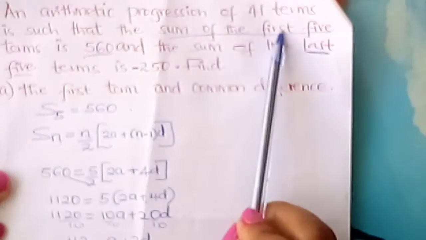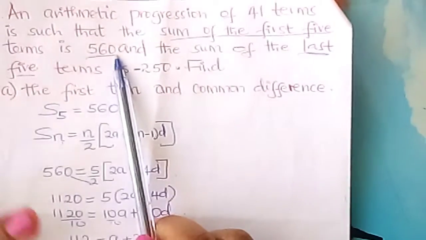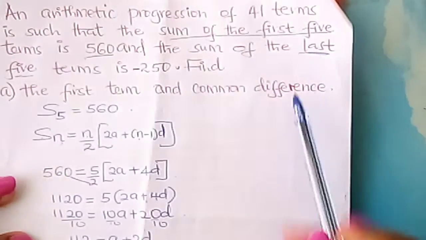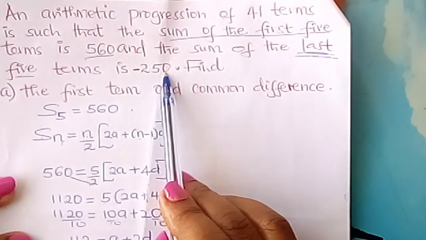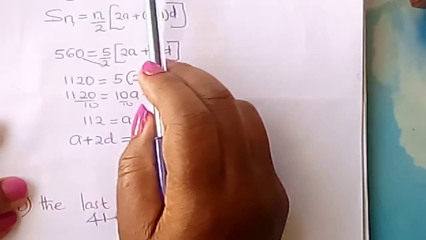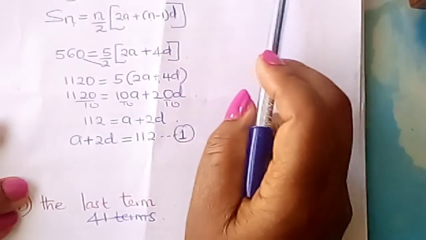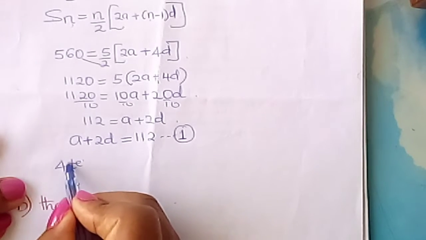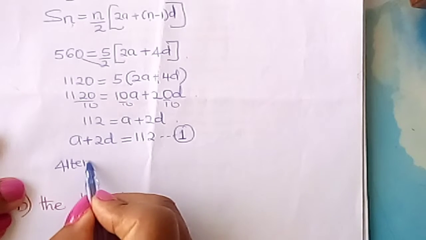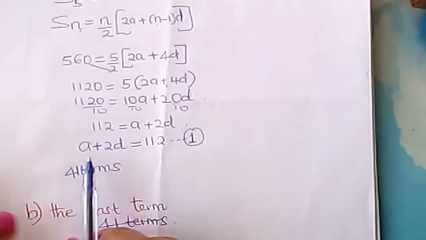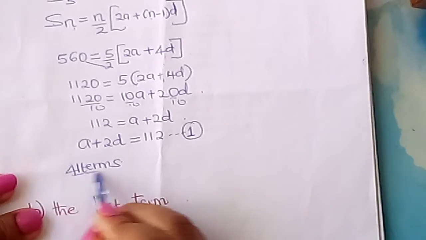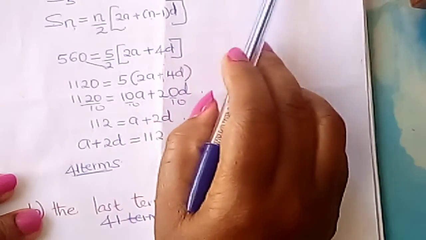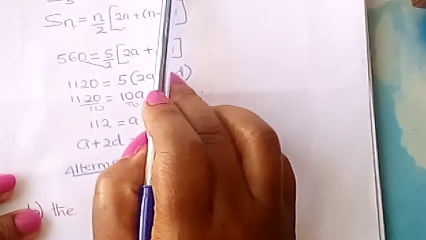We are told the sum of the first 5 is 560. We are through that part. And the sum of the last 5 is negative 250. Learner, our arithmetic progression has 41 terms. So which are these terms, learner? We are talking about the sum of the last 5 terms being negative 250.